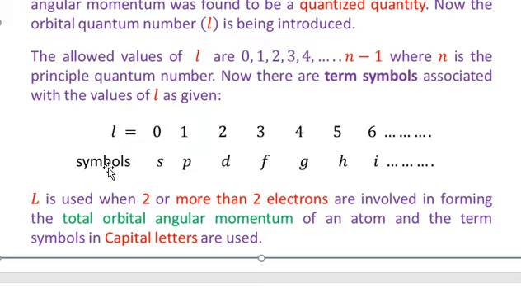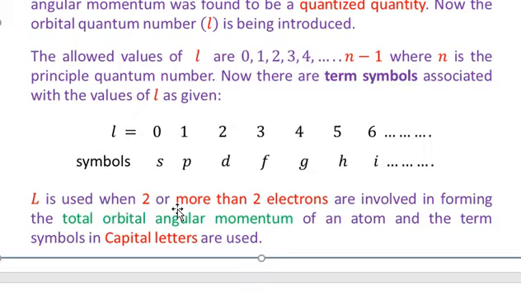The corresponding symbols that will be used to extract the term symbols from these quantum numbers are: corresponding to L equal to 0, we have the symbol S. Corresponding to L equal to 1, we shall use the symbol P. Corresponding to 2, we shall use the symbol D. Corresponding to 3, we shall use the symbol F. Corresponding to 4, G. Corresponding to 5, H. Corresponding to 6, I, and so on. So these will be the term symbols S, P, D, F, G, H, I that we shall be using when we are labeling a level in a spectrum.